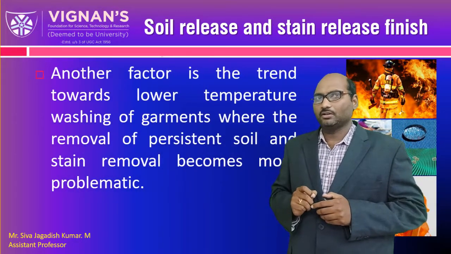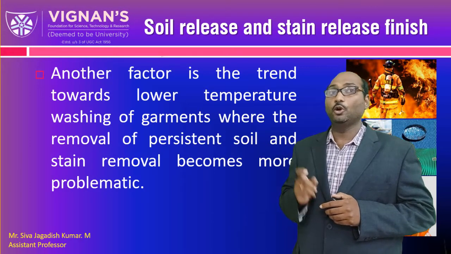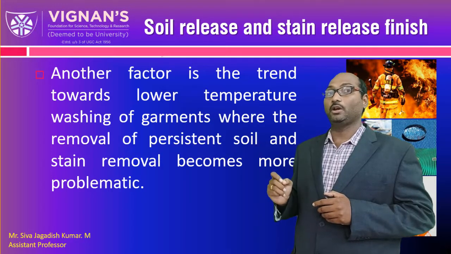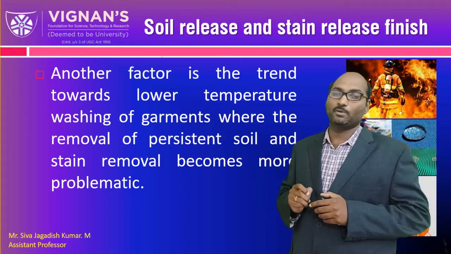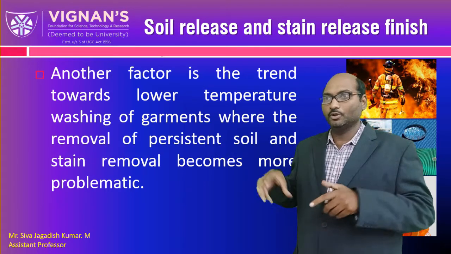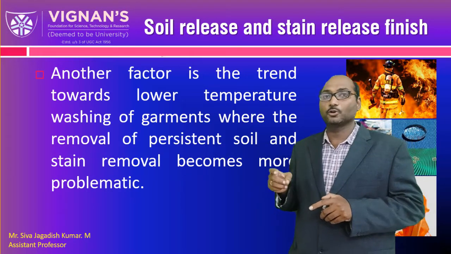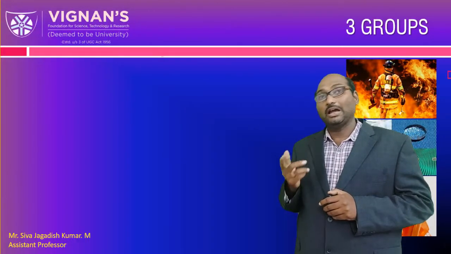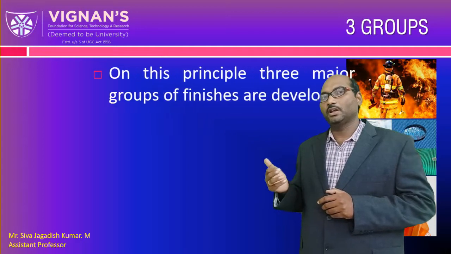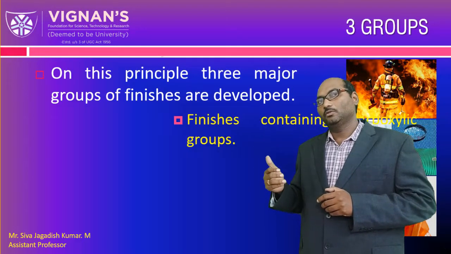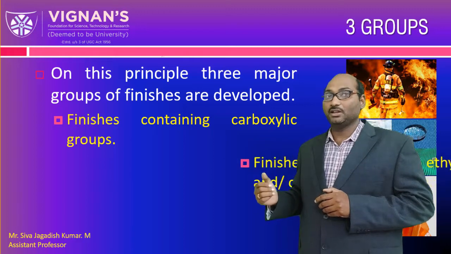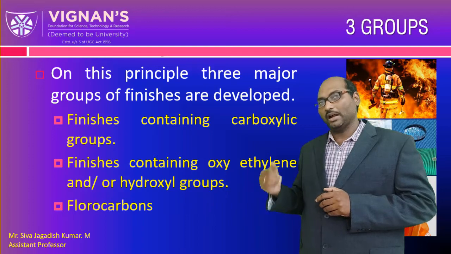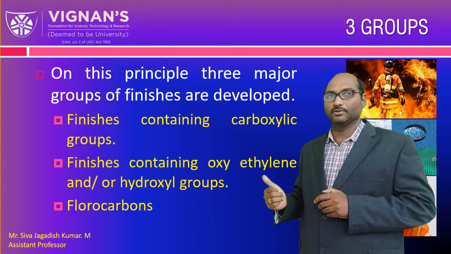One important factor in trend is the move towards low temperature washing of garments, where the removal of persistent soil and stain becomes more problematic. Wherever there is the normal cold wash and all, the removal of soiling may be a problem. In those cases also, these finishes can be applied. In principle, there are three groups which are developed: finishes that contain the carboxylic group, finishes containing ethylene or hydroxyl groups, or the fluorocarbons.